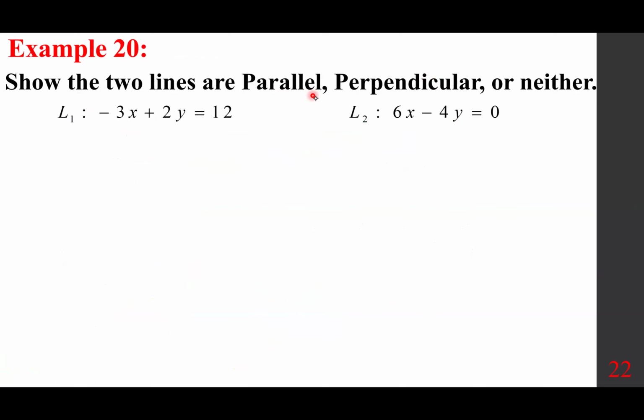Show the two lines are parallel, perpendicular, or neither. We want to find the relationship between the two. All we have to do is solve for y. To solve for y here, we're going to move the negative 3x, and we're going to divide everything by 2. And so, what is the slope? 3 halves. What is the y-intercept? 6, namely (0, 6).